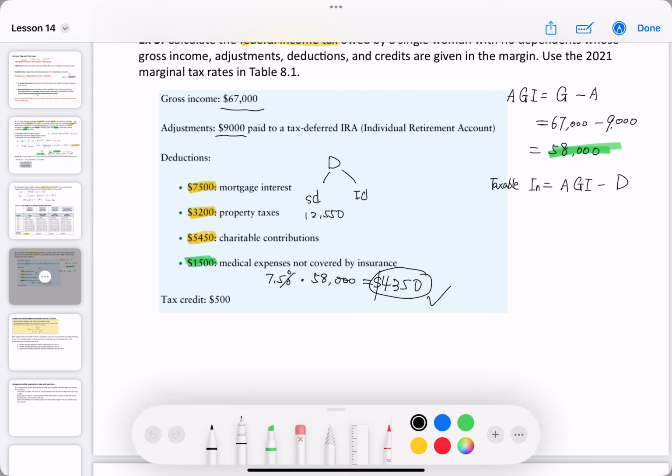If the medical expense is more than this, I can count it. But you see, this money is less than 7.5% of your AGI. That means this is not counted in your itemized deduction. So let's cross it out. Now let's sum up the itemized deduction. It equals 7,500 plus 3,200 plus 5,450.